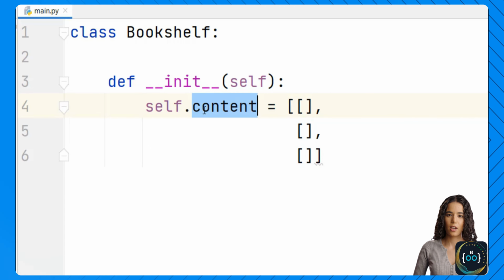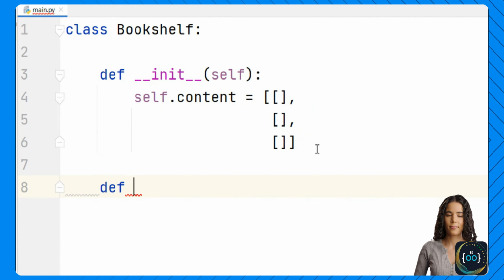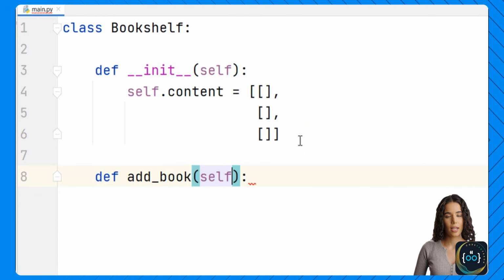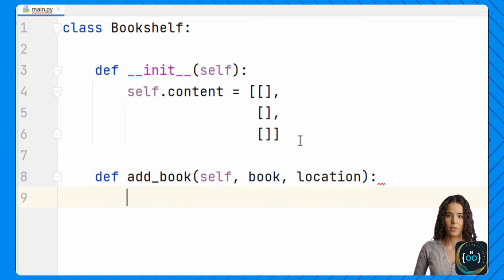Right here, I am assigning the name content to this attribute, but you could customize this and assign any name you like. You can see that this is starting to look like a bookshelf, so we're going to use this data structure in our code. After that, we have to implement 2 important methods. We're going to add a book to the bookshelf, and we're going to take a book from the bookshelf. To add a book, we need to know which book we are going to add and the location of the book in the bookshelf. Okay, so we're going to call this location.